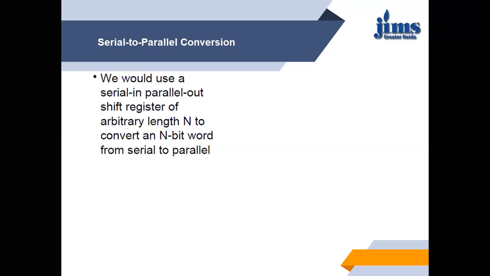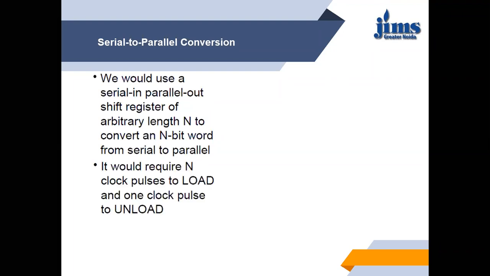We would use a serial in, parallel out shift register of arbitrary length n to convert an n-bit word from serial to parallel. It requires n clock pulses to load and 1 clock pulse to unload. So it is very simple, as we have seen in the case of serial in, serial out. For an n-bit shift register, it requires n clock pulses to load the data, and after n pulses, with a single clock pulse we can unload the data.